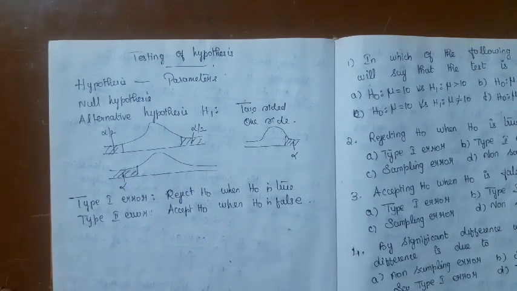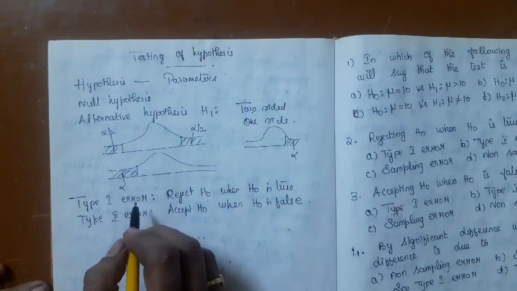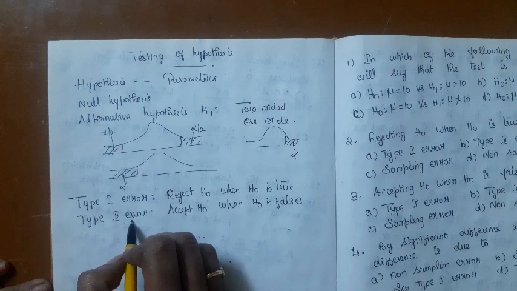Right? These two errors tail off each other. That is, you cannot completely do away with both types of errors. If type 1 error decreases, type 2 error increases. So they tail off each other.